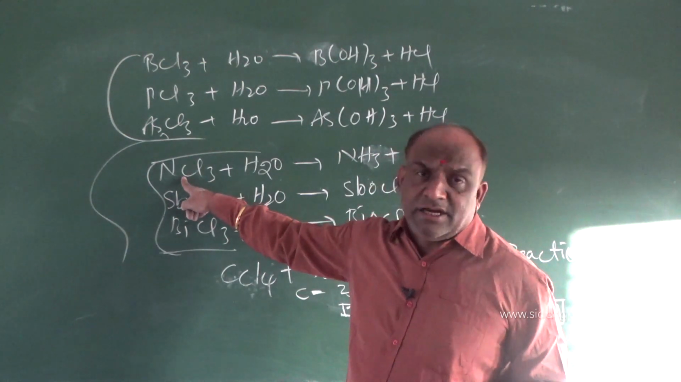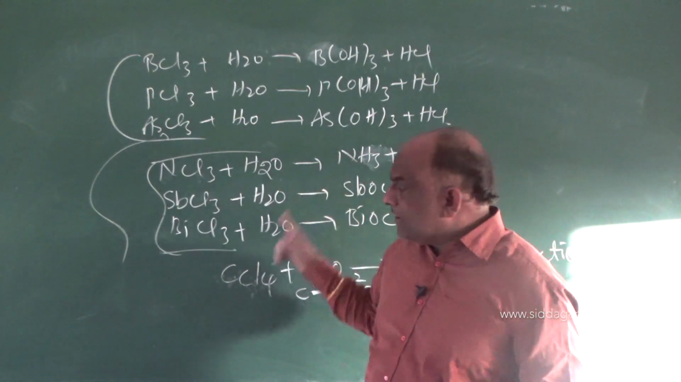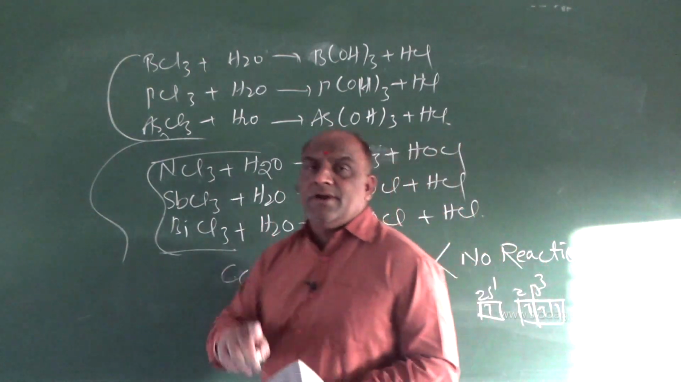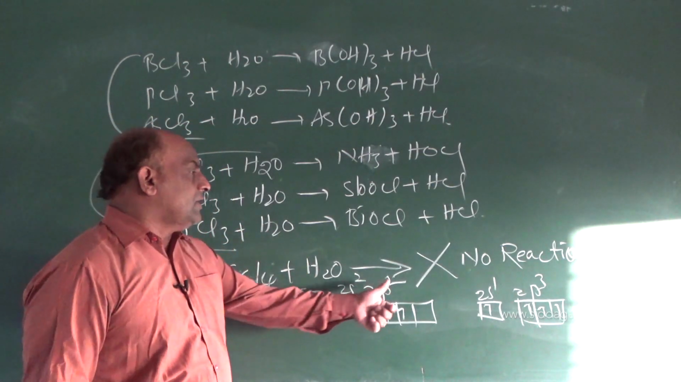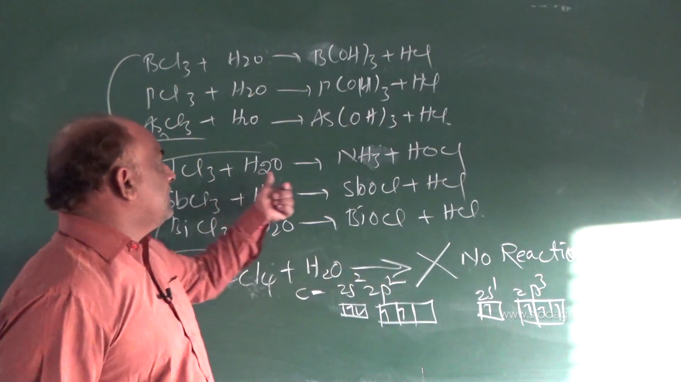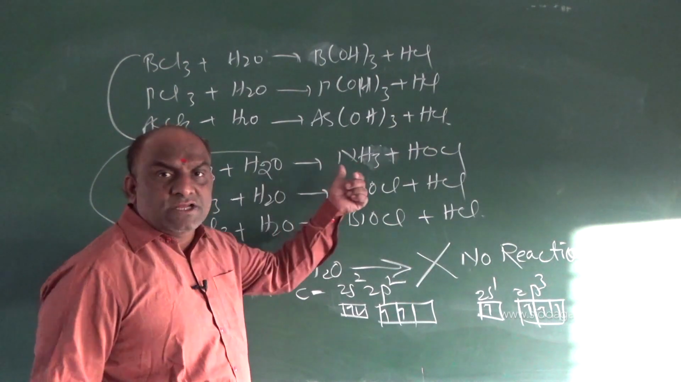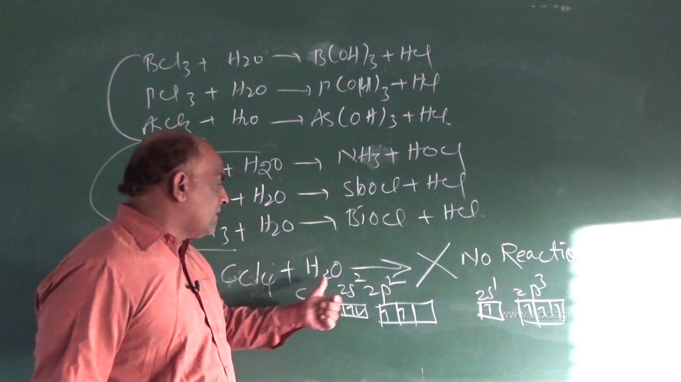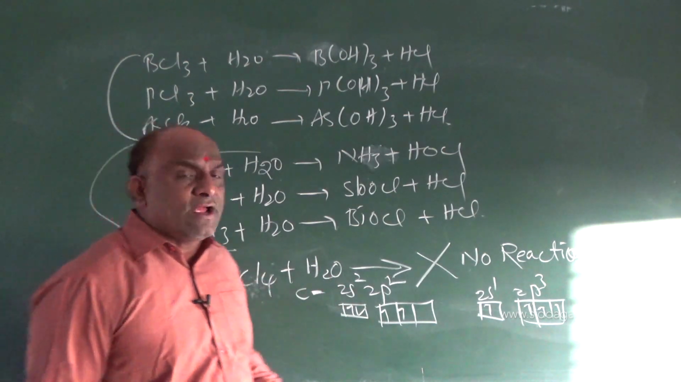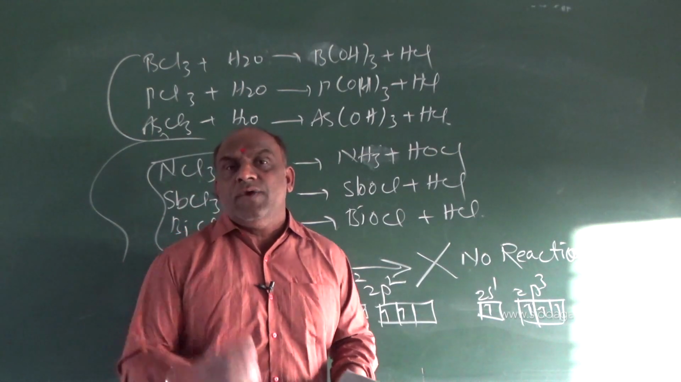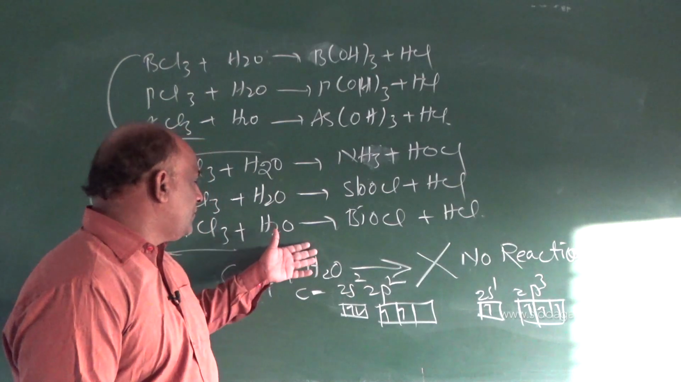NCl3, under critical conditions, undergoes hydrolysis, and the product is different, that is ammonia. So make a note, this is a very important question from the competitive point of view. CCl4 does not undergo hydrolysis, while NCl3 hydrolysis gives rise to ammonia. What is the reason for CCl4 not being hydrolyzed? Carbon doesn't have vacant d orbitals.